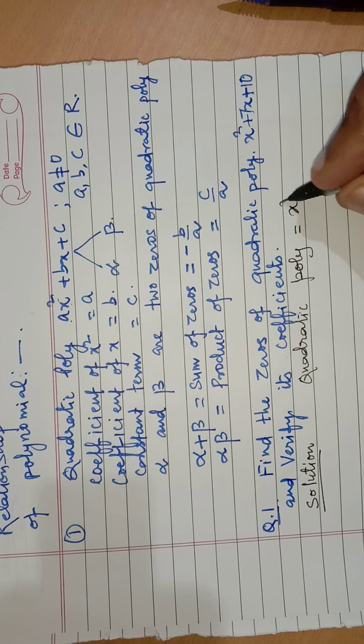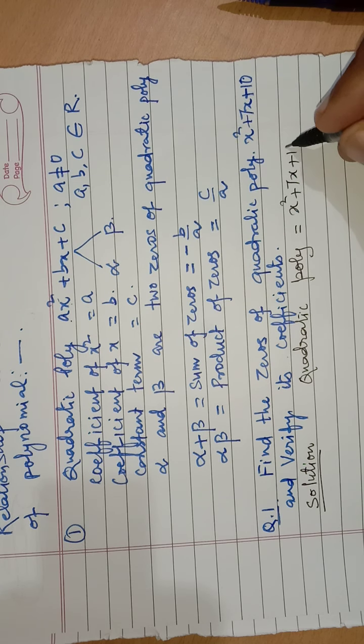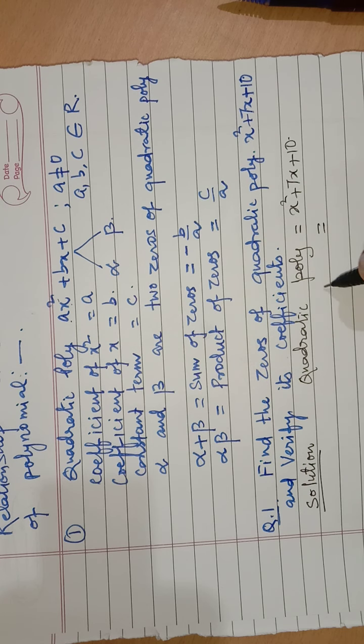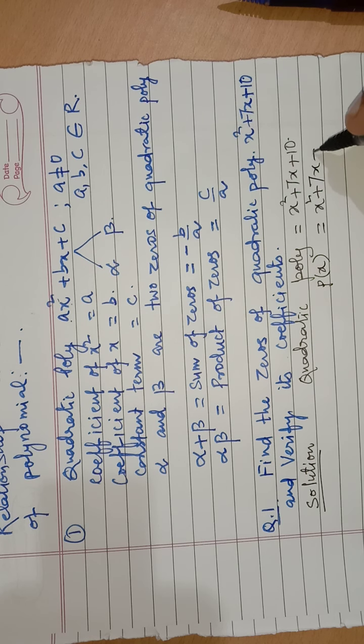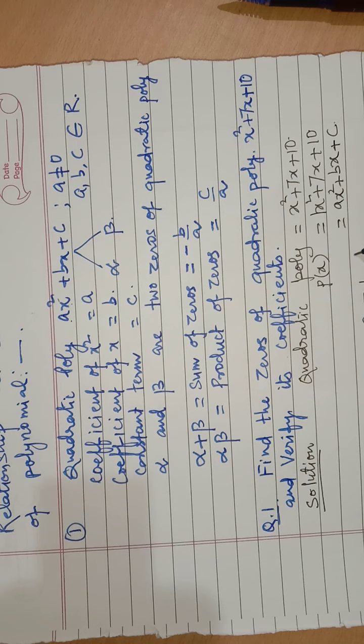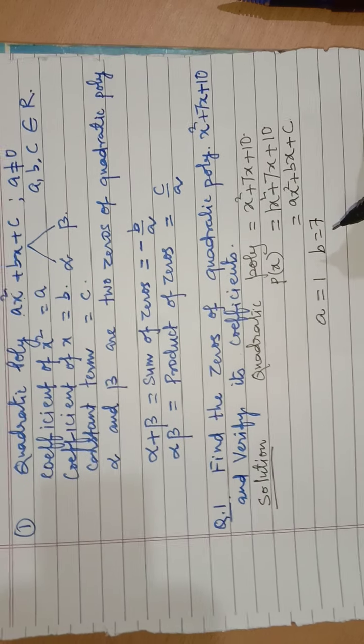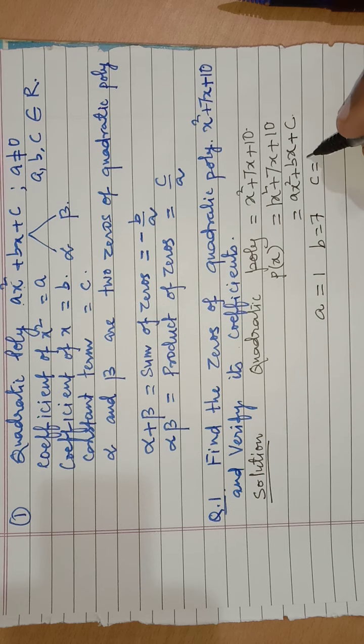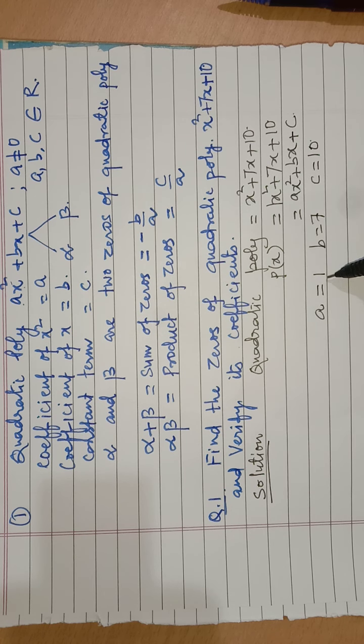The quadratic polynomial is equal to x square plus 7x plus 10. If you compare, this polynomial is taken as p(x), x square plus 7x plus 10. This is compared with the standard form ax square plus bx plus c. So a is 1, b is equal to 7, and if we compare we get c is equal to 10. So a is the coefficient of x square, b is the coefficient of x, and c is the constant term.